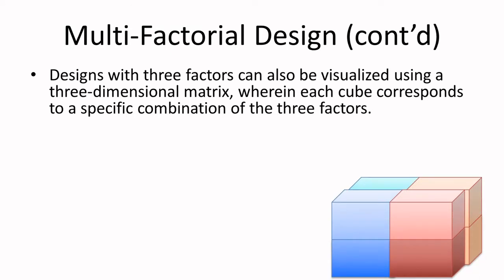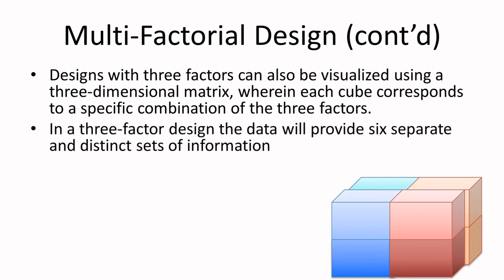So it's easy to visualize a single factor design. It's easy to visualize a two-factor design. But when it comes to more than two factors, now we're going to have to start thinking in a different way. You could visualize a three-factor design as a three-dimensional matrix, where each cube in your matrix corresponds to a specific combination of the three factors.